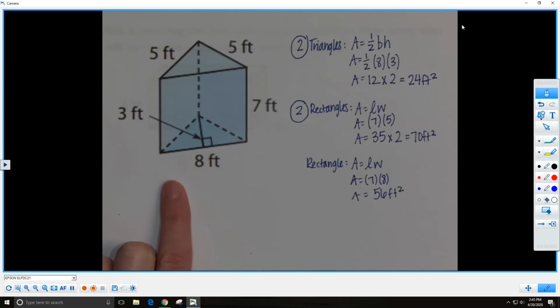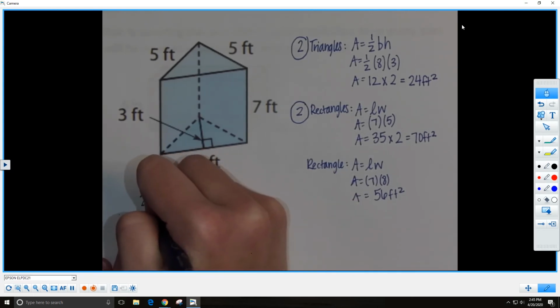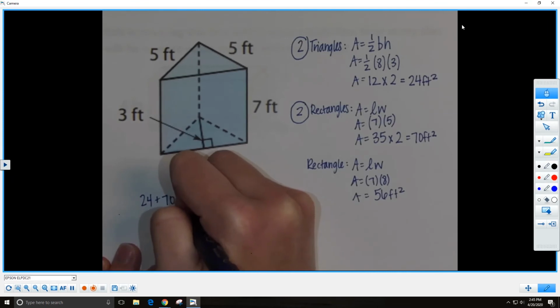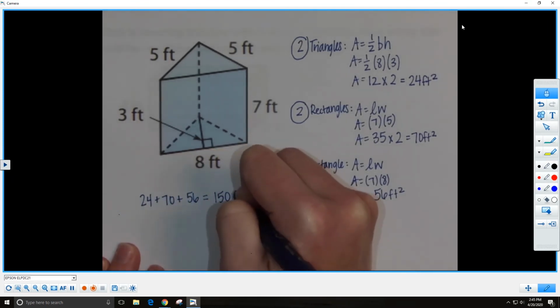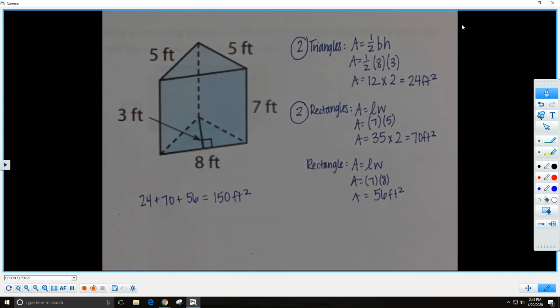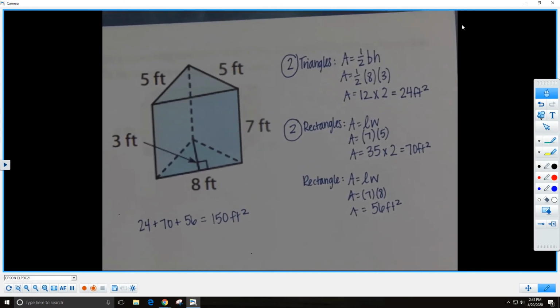Okay, and then the last thing we need to do to find the surface area is to add up all the area of the faces. So 24 plus 70 plus 56, which gives me 150 square feet. So the surface area of the right triangular prism is 150 square feet. Great job, guys. We're going to do one more.